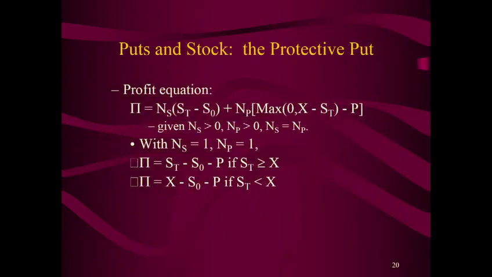So, profit formula again. The profit for your stock, a long stock, and the profit for your long put. So combine the two. If n is equal to 1, it gives you ST minus SO minus P if your put is out of the money, and if it's in the money, X minus S.